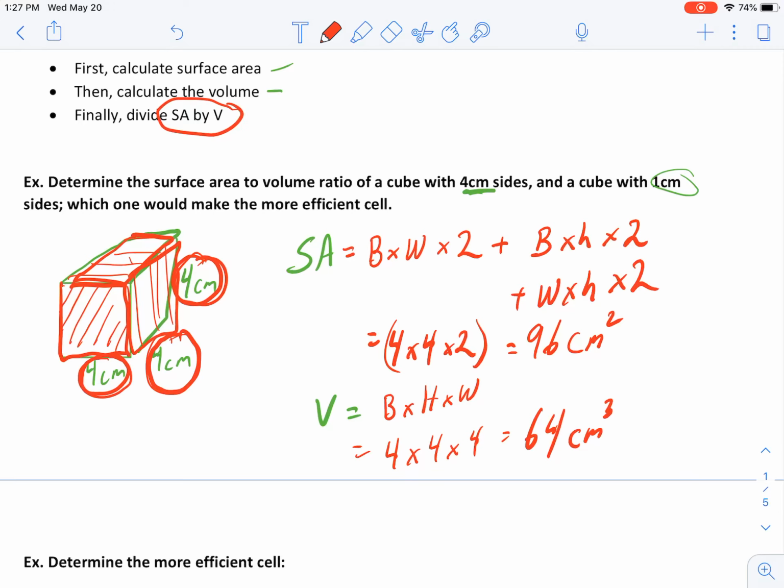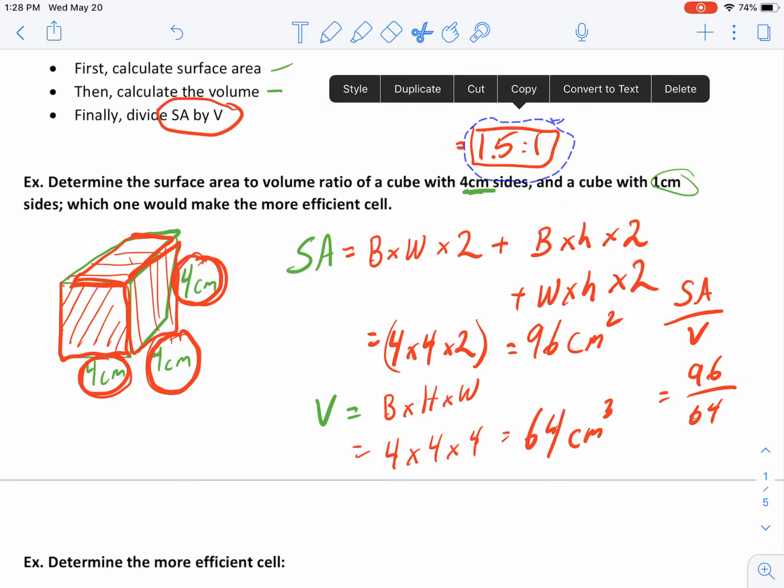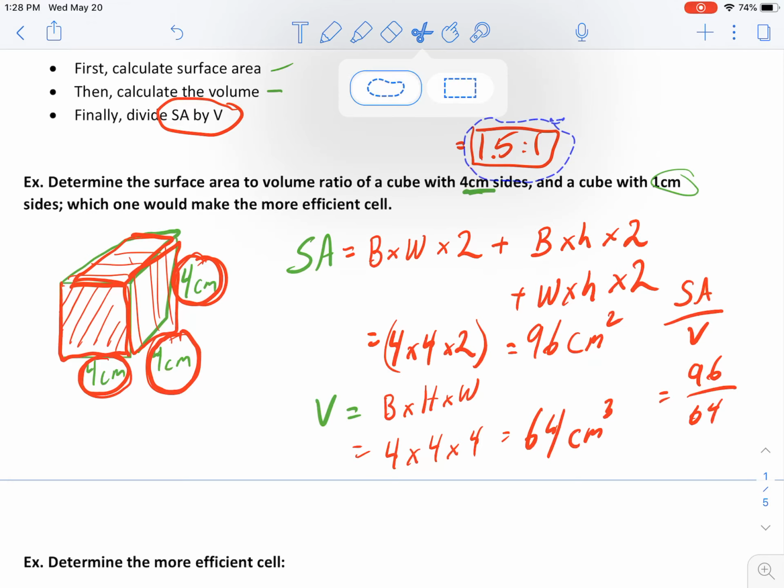Now we're just going to divide surface area by volume. So we have 96 divided by 64 gives us 1.5 to 1. So that is our surface area to volume ratio for the 4 centimeters. I'm actually going to move this over here and get rid of all this so I can redo the next one.